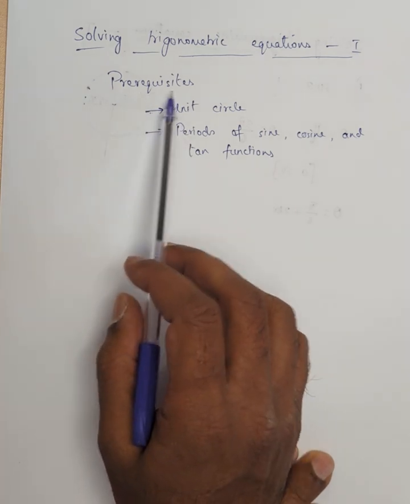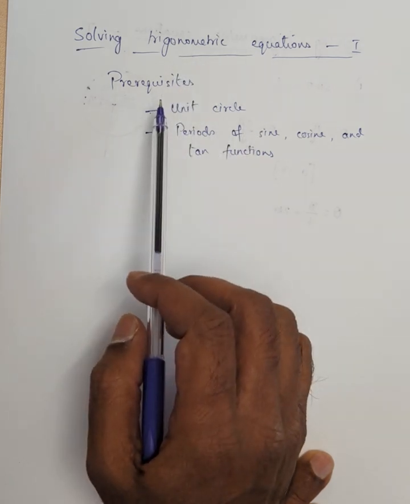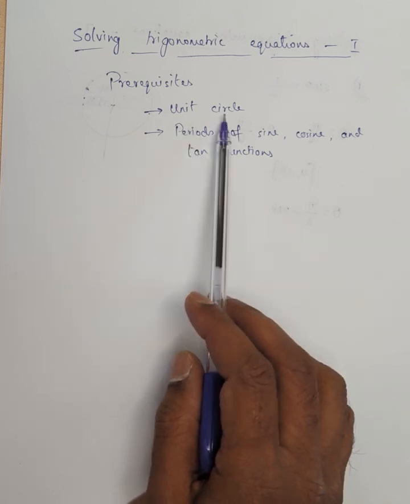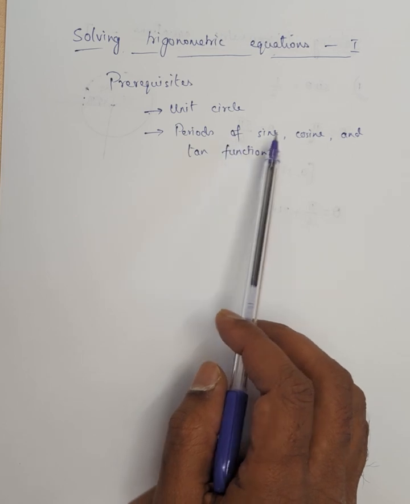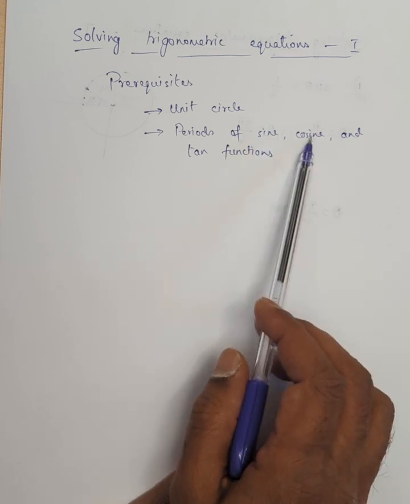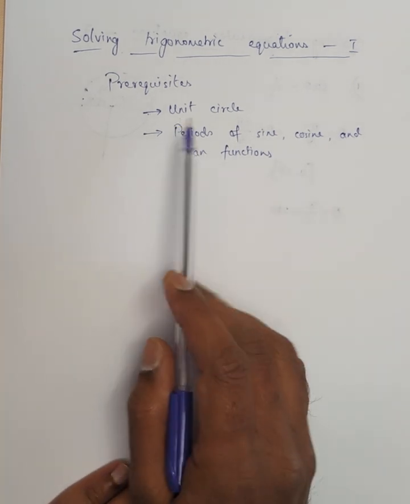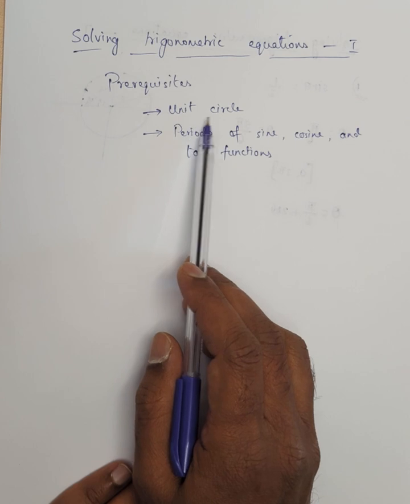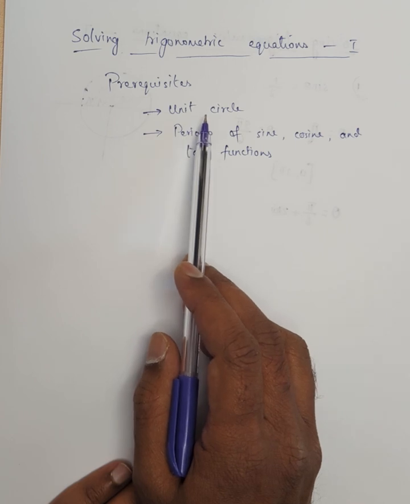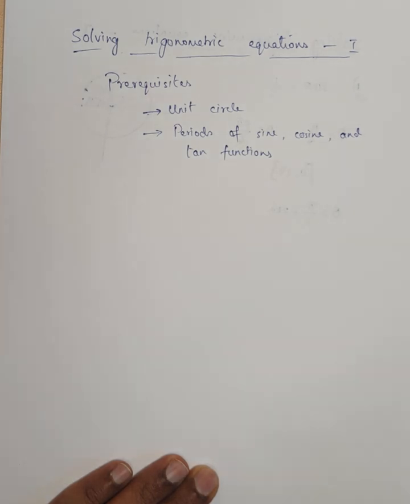Now, here are some of the things that you must know before you go ahead and solve a trigonometric equation. So try to know as much of the unit circle as possible. And then you should also know the periods of sine, cosine, and tan functions. Now, I'll tell you quickly. Periods of sine and cosine are each 2 pi, and tan is pi. And when you look at the unit circle, you've got to know the coordinates, and also at what angle in radian measure, because all of our answers will involve radian measures.